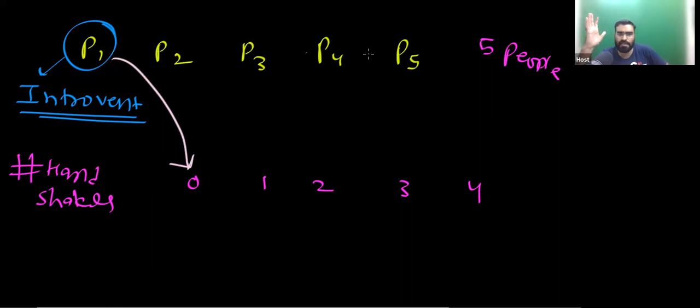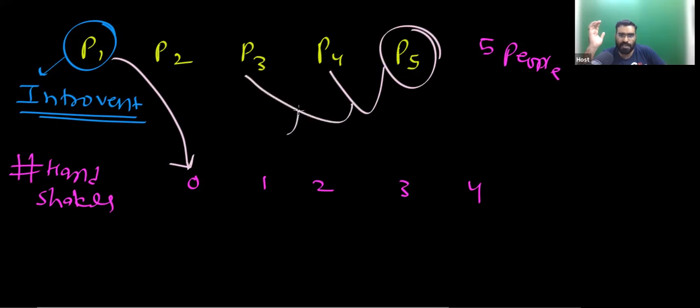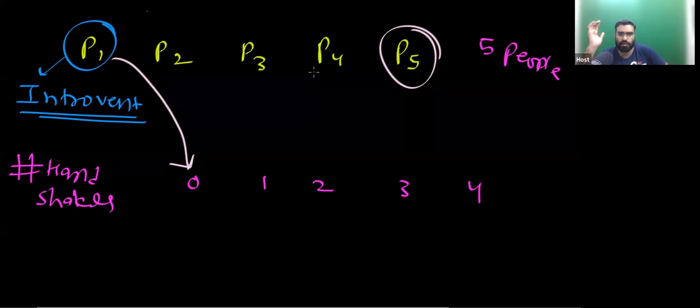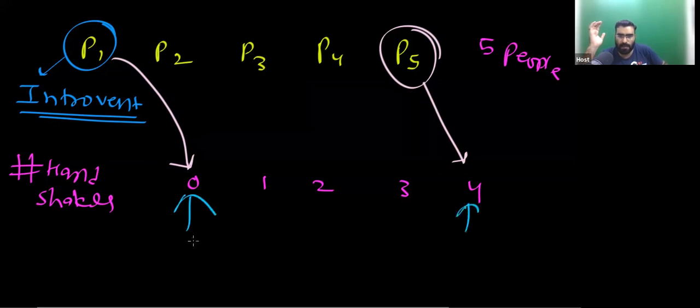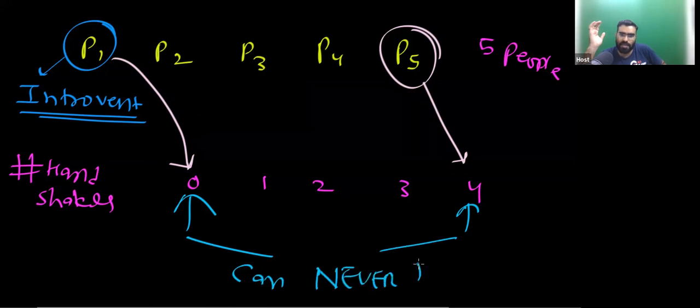Now is it possible that there is some person who can shake 4 hands? Can this P5 shake 4 hands? He can shake hands with this one, this one, and this one, but P5 cannot shake hands with P1. So is it possible these two can happen simultaneously? This is never possible. Remember, these two can never happen simultaneously. Can never happen together.